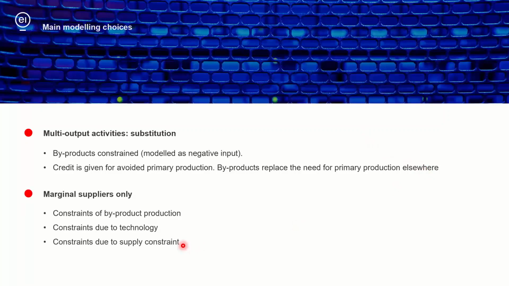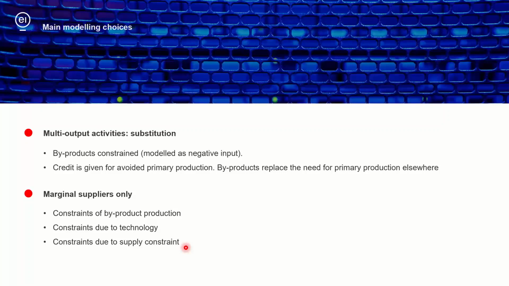What is important here to note is that the markets are supplied by marginal suppliers only, by those suppliers that are able to provide these additional production units. In order to define what these marginal suppliers are, we have three types of constraints: constraints of byproduct production, constraints due to technology, and constraints due to supply constraint.